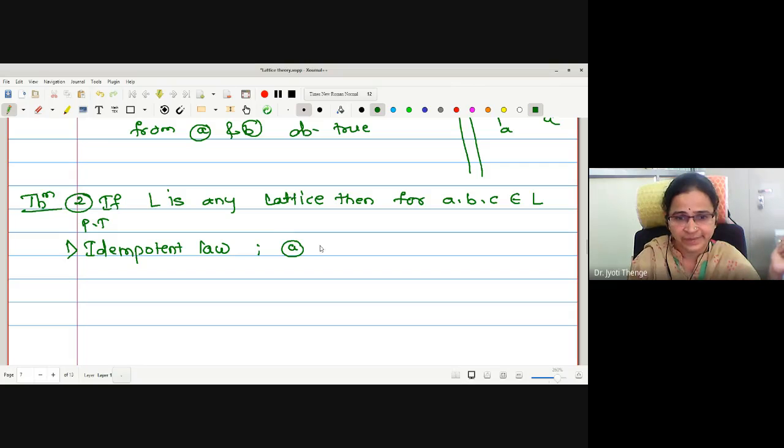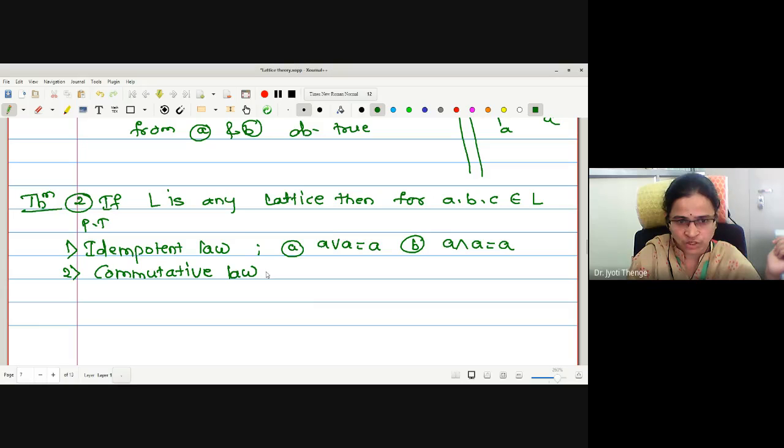Let me write. A join A is A. Second one is A meet A is A. This is idempotent law. Number 2 we will write is commutative law. I think one can answer for commutative at least. What is commutative law for this join and meet?